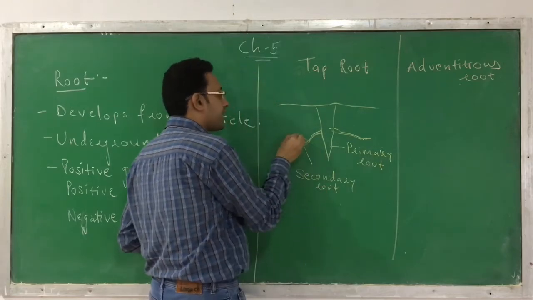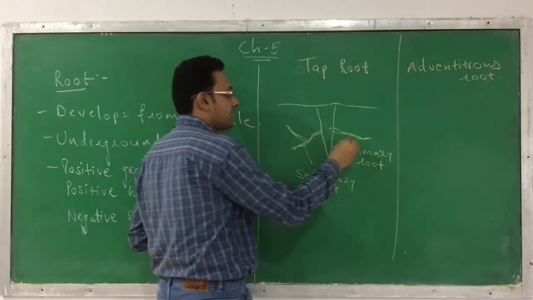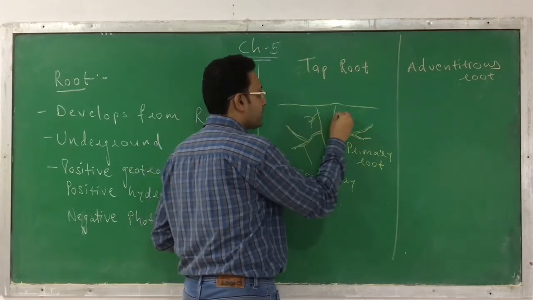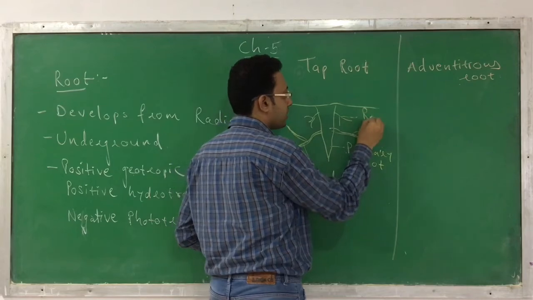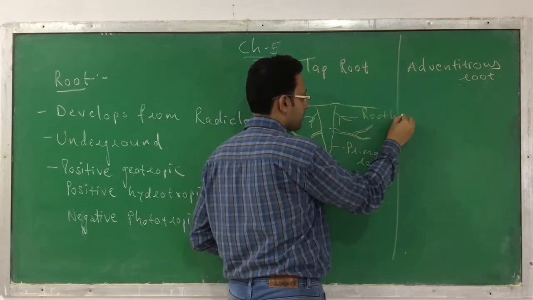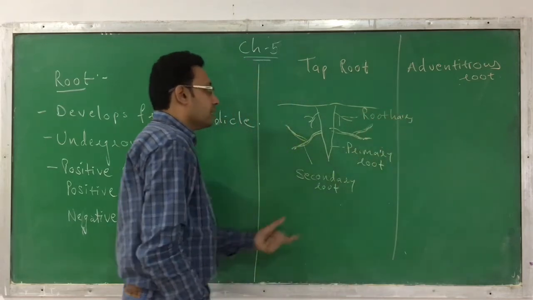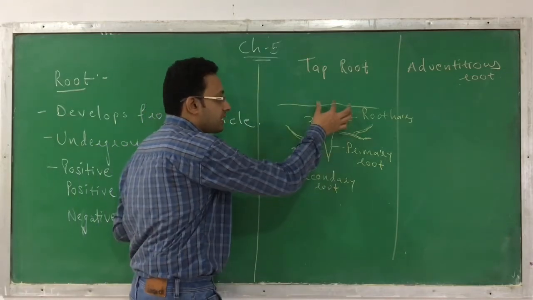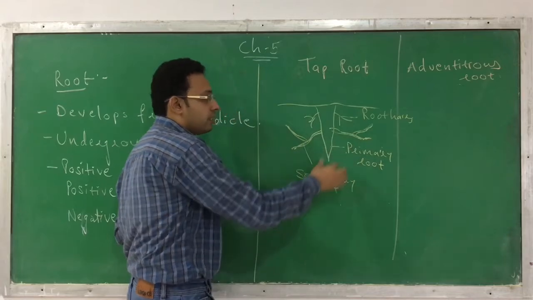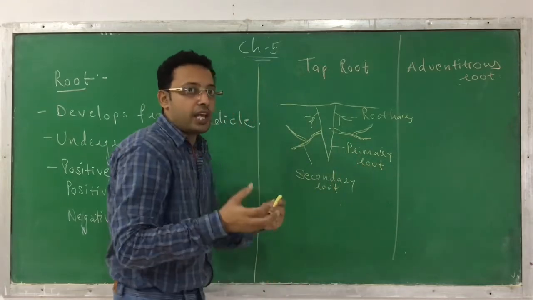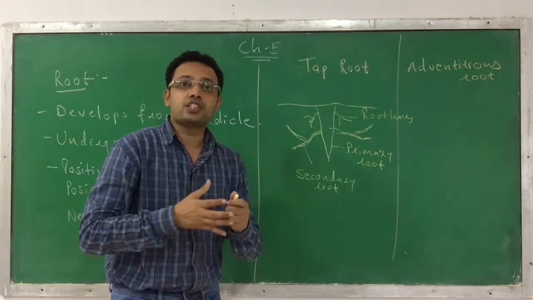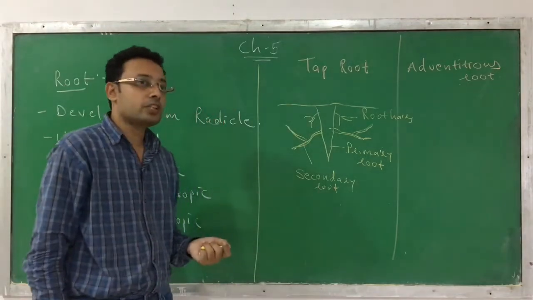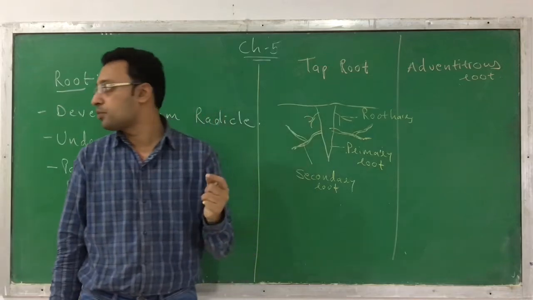Again, branches are going to be formed. These are called tertiary roots. Clear? And then finally the root hairs are going to be developed. These are called root hairs. Clear? This kind of system is called a taproot. Here the taproot is long and stronger, consisting of the primary root, and from this primary root, its branches like secondary roots, tertiary roots, and the root hairs are developed. So this is a characteristic of a taproot.